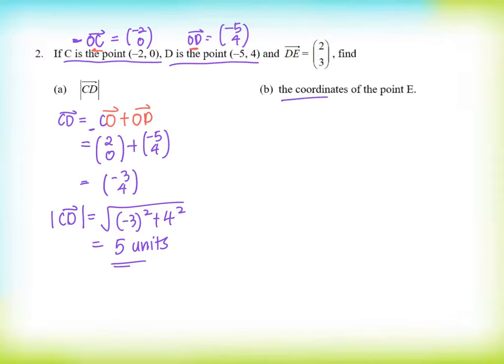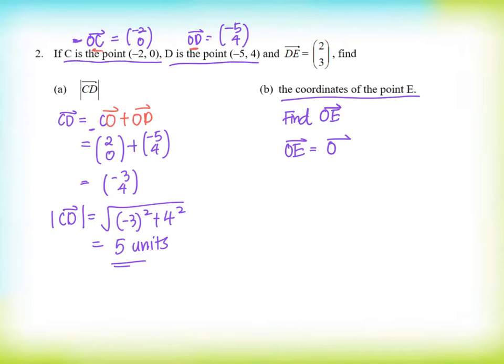Next part of the question, the coordinates of the point E. So they ask us to find the coordinates of point E. We must relate this to our position vector. What vector do I need to find? So the moment I see coordinates of point E, I will use the vector OE. So that means I need to find OE first.